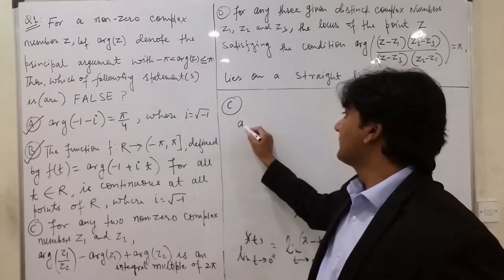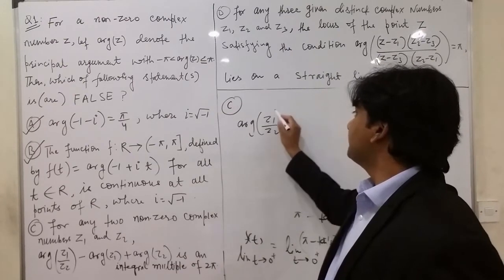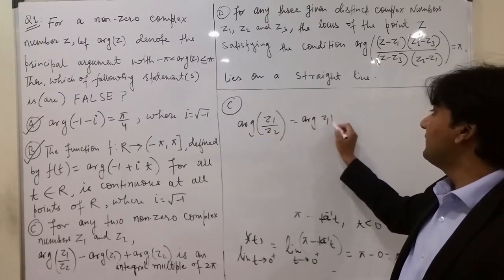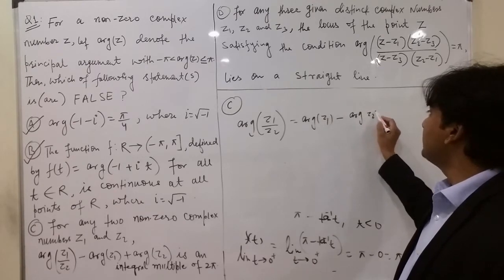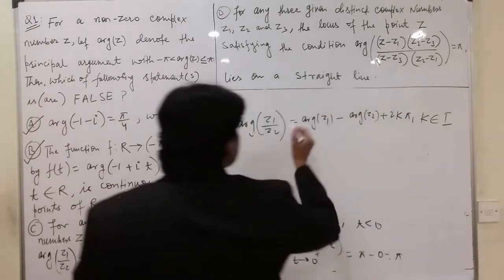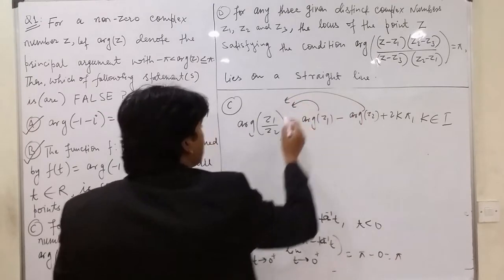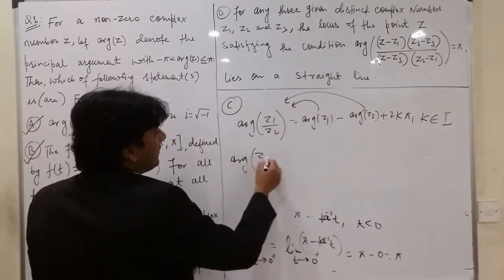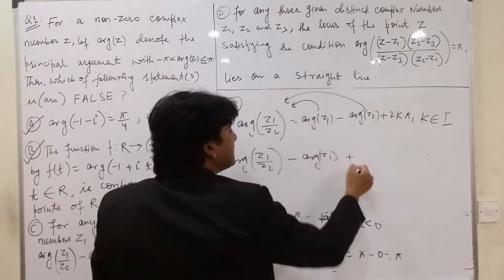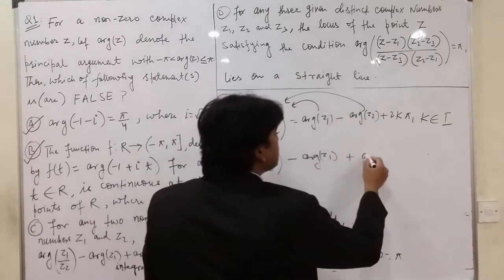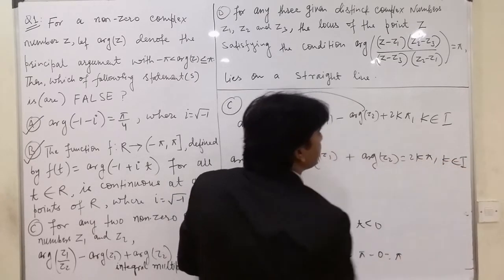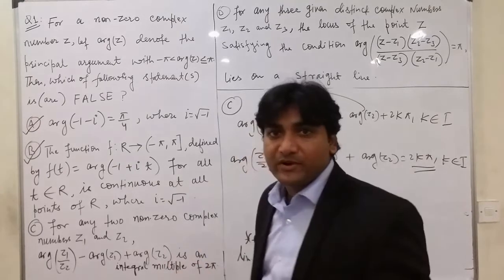We have argument of z1 over z2. So this is very simple. Argument of z1 over z2, we are writing argument of z1 minus argument of z2 plus 2k pi, where k belongs to integer, right? We are writing like this. Now we will take this to left side and this one also left side. Then I will have argument of z1 over z2 minus argument of z1, and this, if I will take this side, then it would be plus, and plus argument of z2 equals 2k pi, where k belongs to integer. So this is just a property, nothing else.